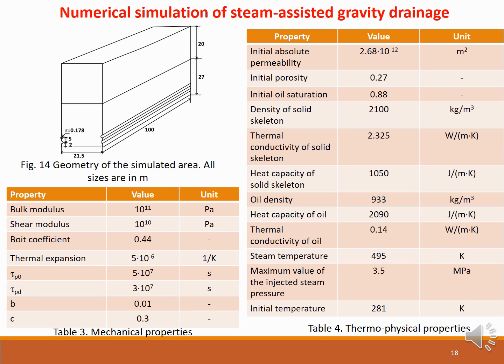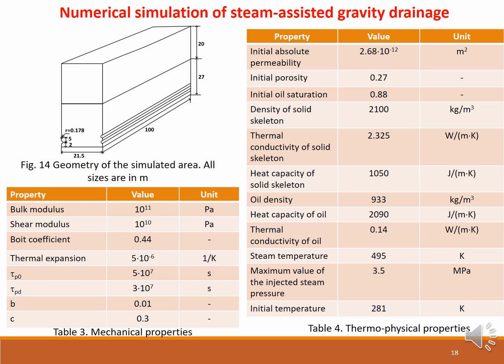To demonstrate the efficiency of the proposed model, we will simulate steam-assisted gravity drainage in the reservoir containing two pairs of wells. Geometry is presented in Figure 14. An additional overburden layer of soil was considered in the mechanical part of the problem, while multi-phase flow was considered only in the reservoir. Thermophysical properties corresponding to the Yarrigo oil deposit are presented in Table 4. Mechanical properties used in the simulation are listed in Table 3.